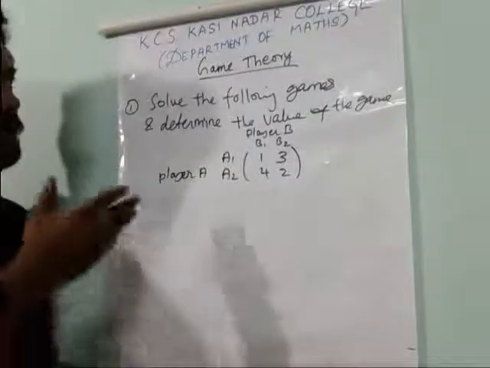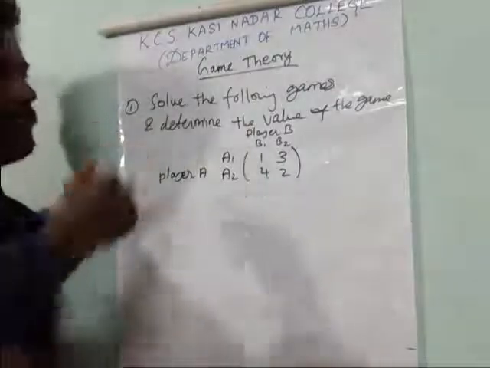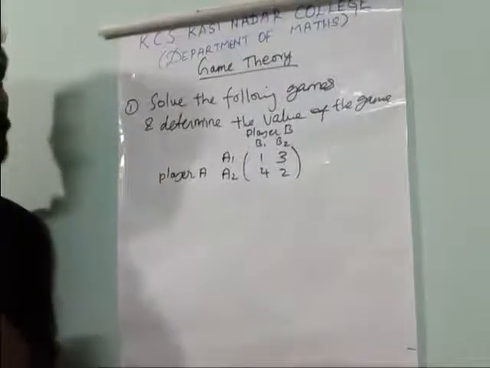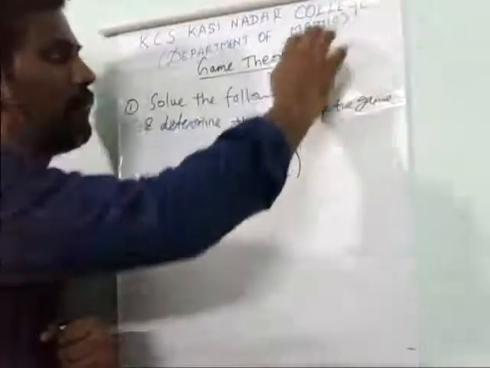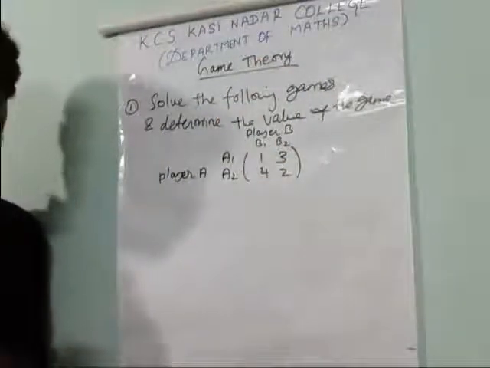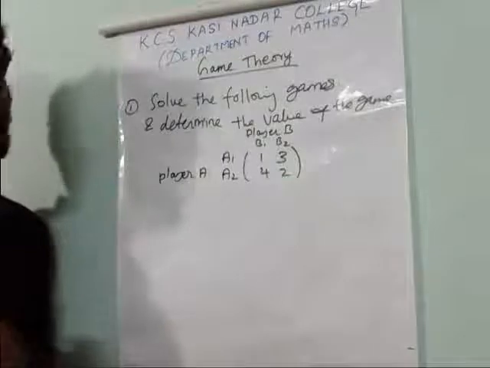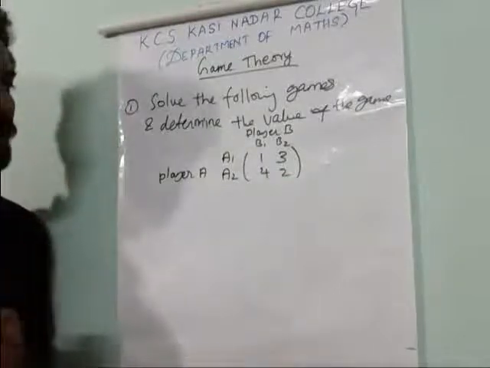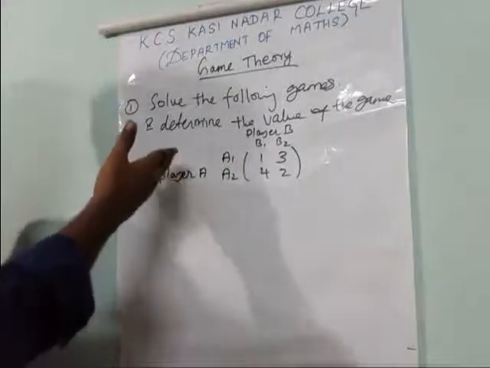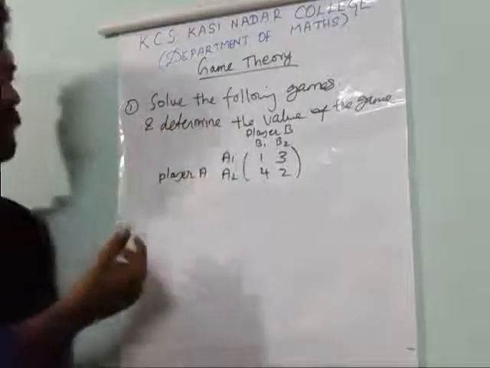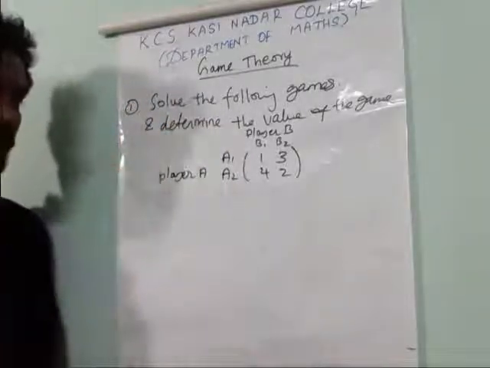Hello students, in this video we are going to see again a game theory problem. This is a game theory problem based on mixed strategy. You know the concept of maximin and minimax, the pure strategy concept. Now it is mixed strategy. The question is: solve the following games and determine the value of the game.